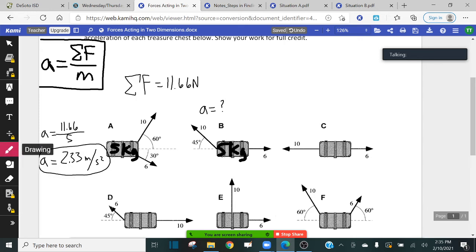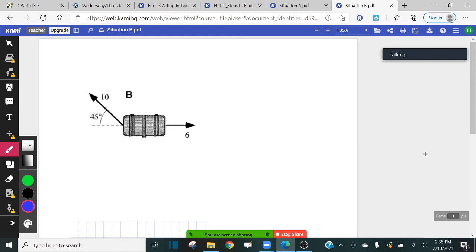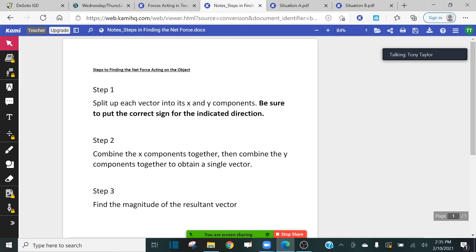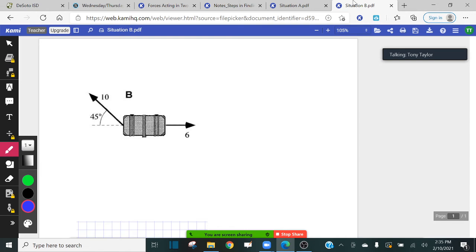Now, in situation B, in order to solve for the net force, you're going to use these 3 steps. These 3 steps will help you solve for the net force acting on your object. Step 1, split up each vector into its x and y components. Step 2, combine the x components together, then combine the y components together to obtain a single vector. Step 3, find the magnitude of the resultant vector. So let's do these 3 steps first to find our net force.